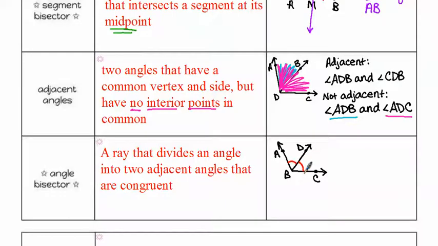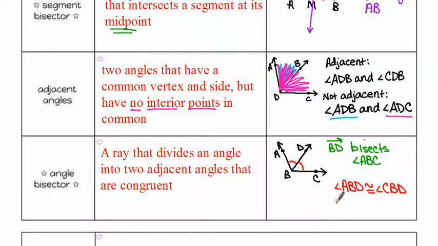Remember how we mark congruent parts of angles with the little arcs. So in this case, ray BD bisects angle ABC. Divides it into 2 congruent parts. And our 2 congruent parts, remember how we name congruent angles? Angle ABD is congruent to angle CBD.